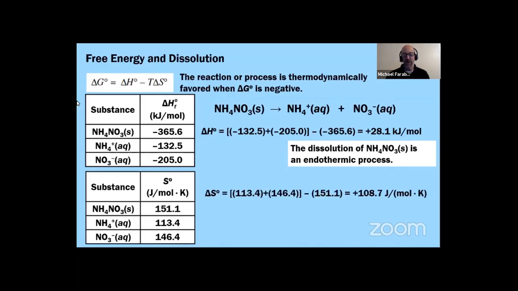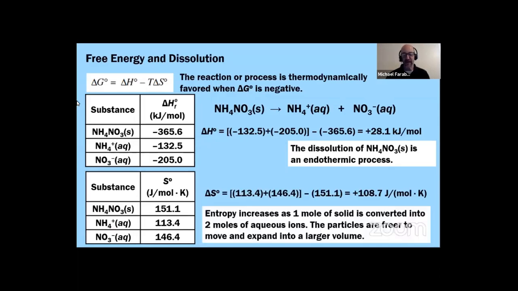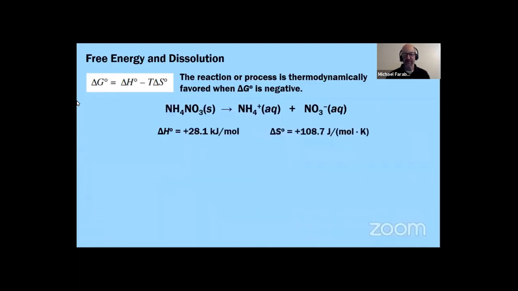We're going from 1 mole of solid to 2 moles of aqueous ions. If I calculate delta S from the data in the table on the left, I get a positive delta S, indicating that entropy is increasing. So we might say that the particles are freer to move around as they have broken off the crystal lattice and now can move more freely throughout the aqueous solution. So a positive delta H and a positive delta S. I'm testing you here. What's our value of delta G?